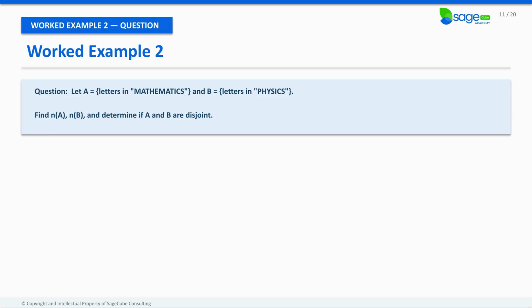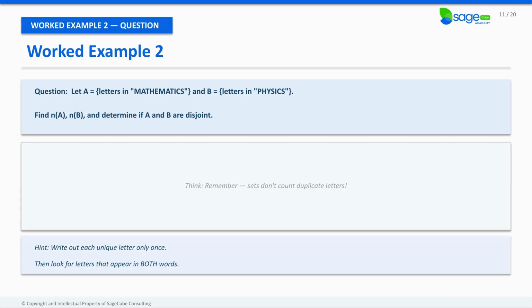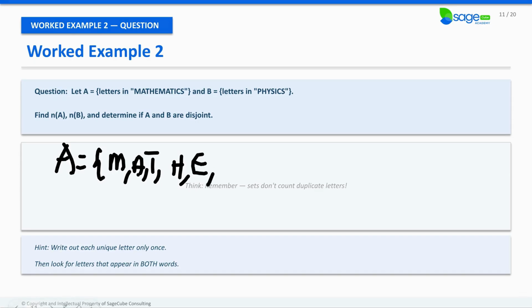Let's look at the next example. So here, A equals letters in mathematics, right? And B equals letters in physics. So let's look at A and then B. So A, remember, we are not dealing with repetition here. So A will be M, A, C, H, E, M already here, A already here, T, then I, C, S. Don't tell me this is mathematics. Those are just the elements in the word mathematics.